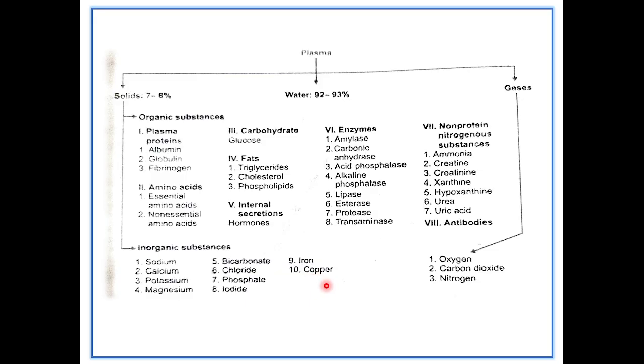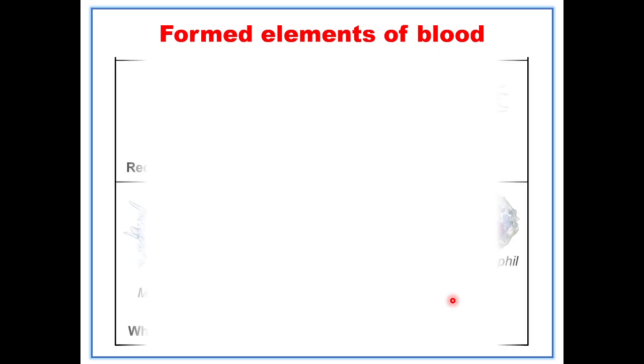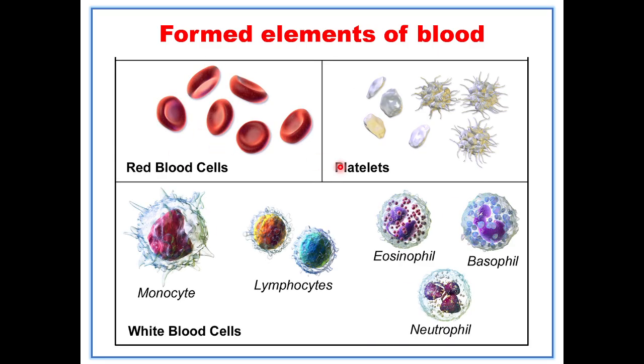iodide, iron, and copper. About 90 to 93% of the plasma is water, and the gases include oxygen, carbon dioxide, and nitrogen. The formed elements of blood are red blood cells, platelets, and white blood cells. Overall, 45% of these formed elements are present in the blood. We will discuss one by one.